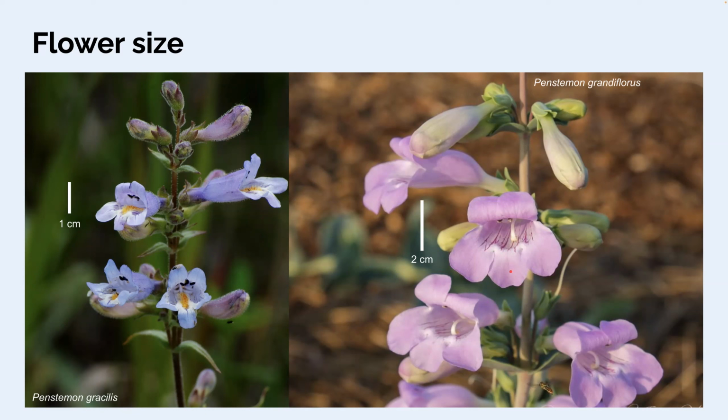And so if you're a bee and, to pollinate this plant, you need to access some nectar at the base of this floral tube, then this has got to be big enough to accommodate you.